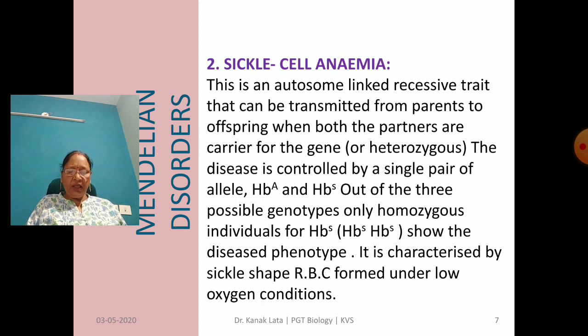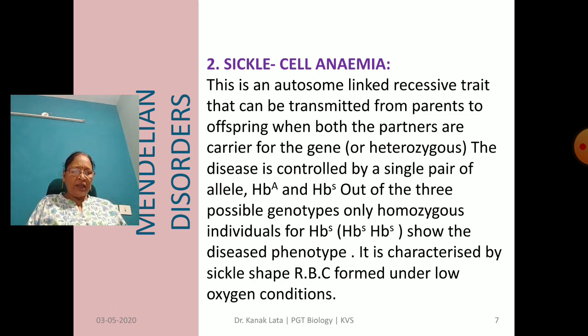Out of the three possible genotypes, let us see what will be the three types of possible genotypes. It may be HbA HbA, HbA HbS, or HbS HbS. So out of these three, only HbS HbS shows the disease. Why? Because HbA is dominant over HbS.